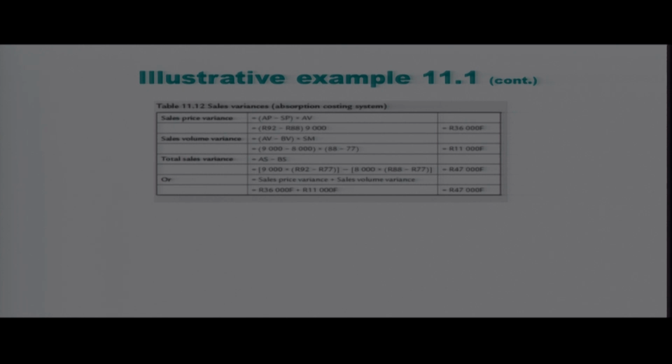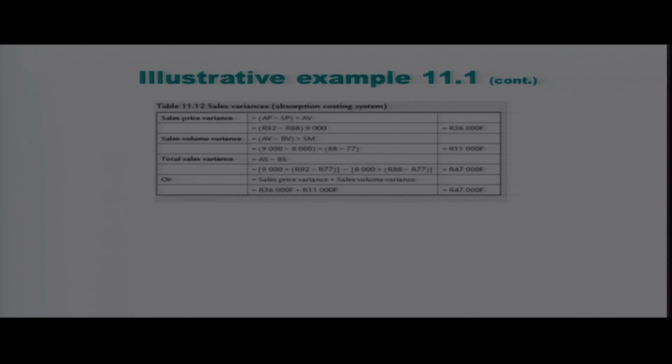So we can then say 9,000 minus 8,000, which will then give us 1,000, and then 88 rand minus 77 rand, which will give us a standard profit of 11 rand multiplied by 1,000. That will give us a variance of 11,000. The variance is favorable because we only budgeted to sell 8,000 units, but we ended up selling 9,000 units, which means more money is coming to our profit.